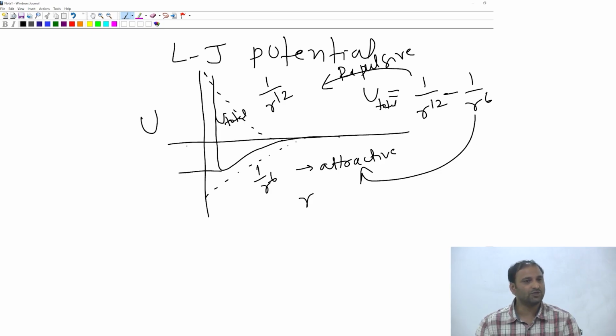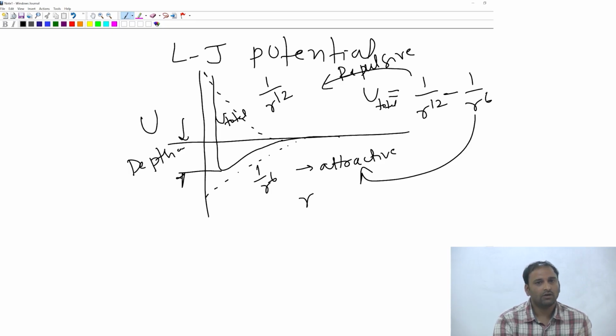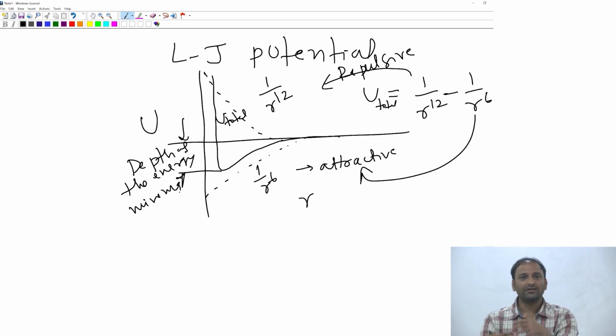And what can you say from this plot? I can say something about the depth of the energy minima. The depth of the energy minima will tell you something about how strongly the atoms or the molecules are bound together in a given material.